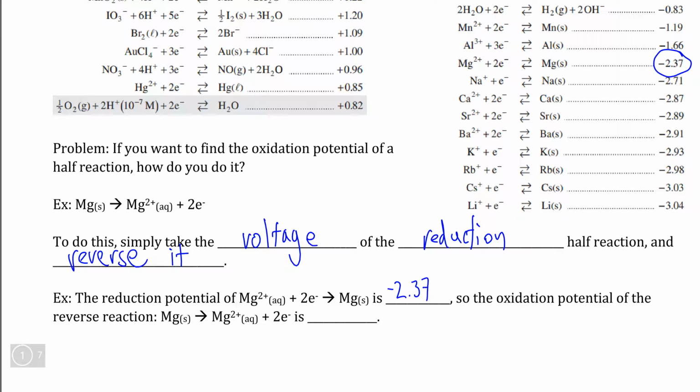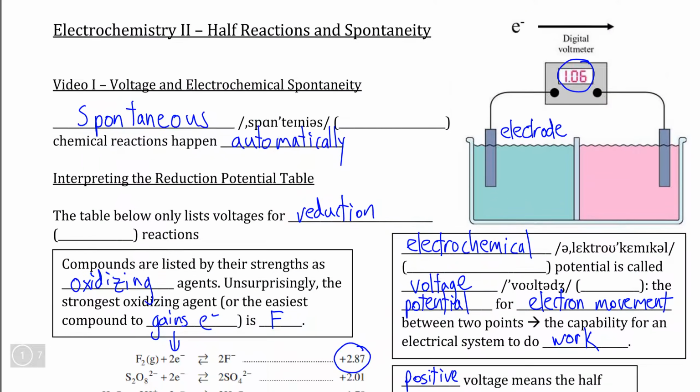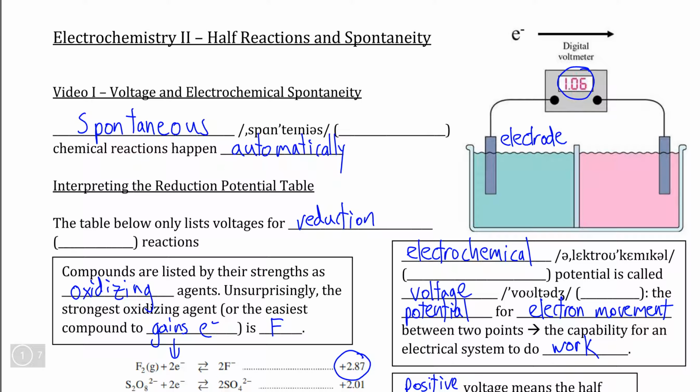Let's write that in there. All that we need to do in order to find the oxidation potential, that being the potential for magnesium to lose electrons, is take the reduction potential and reverse the sign. So the oxidation potential of magnesium metal would simply be positive 2.37 volts. In the next video, we're going to look at how to combine the reduction potential of the oxidizing agent and the oxidation potential of the reducing agent in order to calculate the overall voltage of a complete redox reaction.